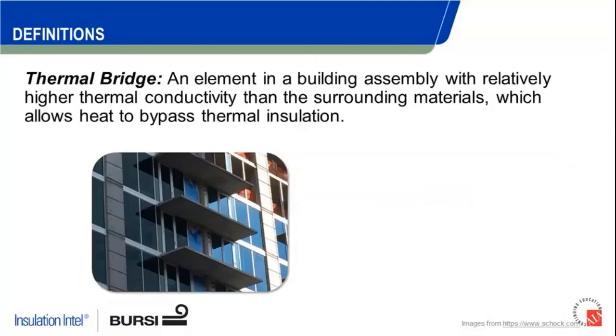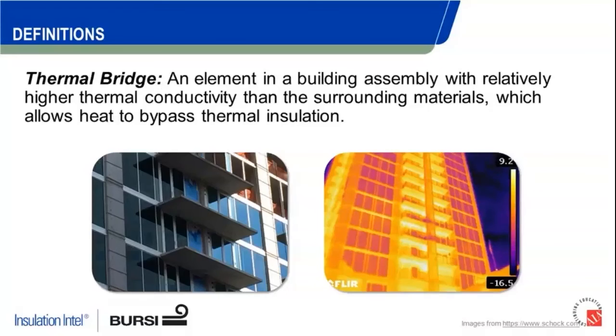A thermal bridge, here at JM we use the definition of a thermal bridge as an element in a building assembly with relatively higher thermal conductivity than the surrounding materials, which allows heat to bypass thermal insulation. So it's that short-circuiting effect, if you will, of these structural members, whether it be slab edge conditions as you see here, or the framing components, et cetera, that are creating this physical connection through that wall assembly. And that's really what we're talking about trying to control for when we're talking about continuous insulation.